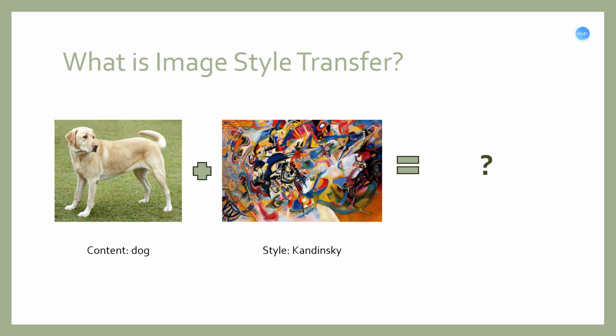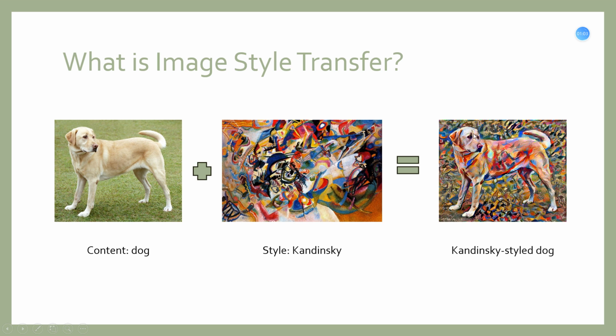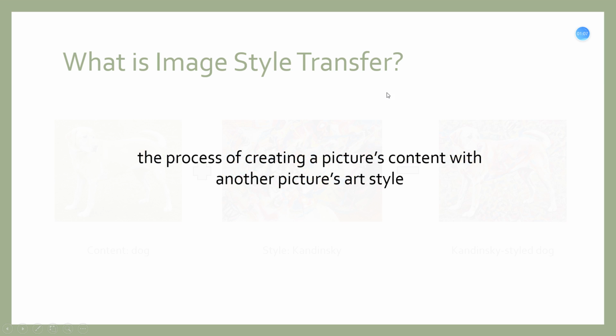So the first question is, what is image style transfer? Imagine that we want to paint this picture, the dog picture, in the abstract art style. So what does it look like? Image style transfer can actually give us the answer. It's like this. Basically, image style transfer is a process of creating a picture's content with another picture's art style.